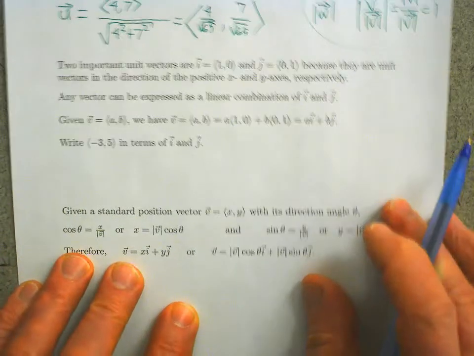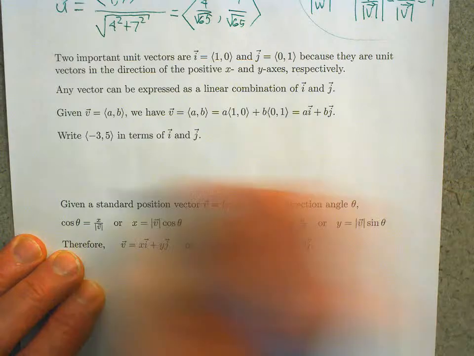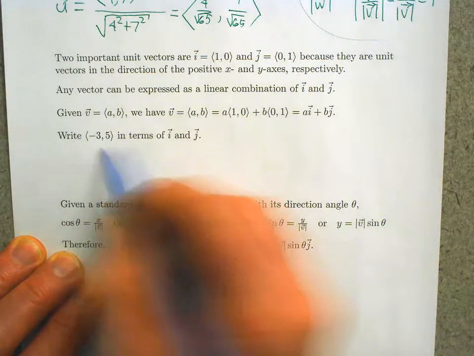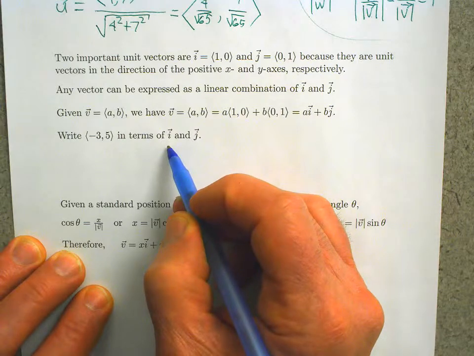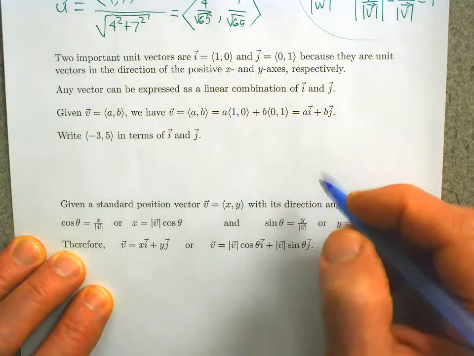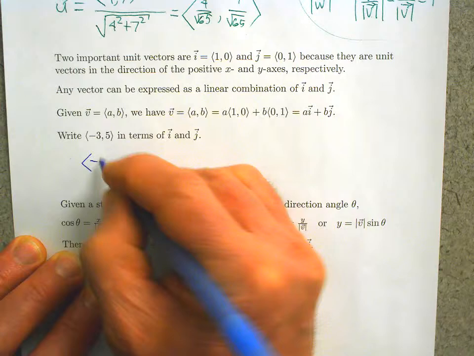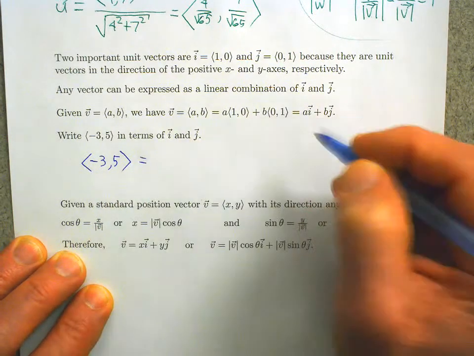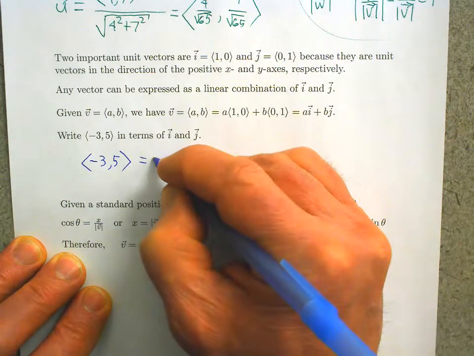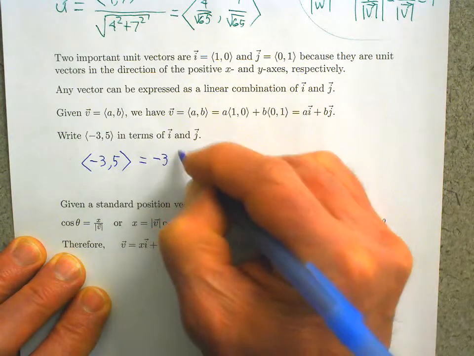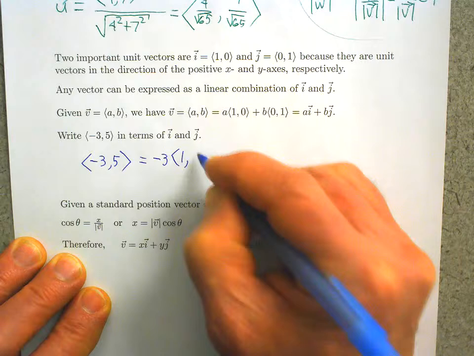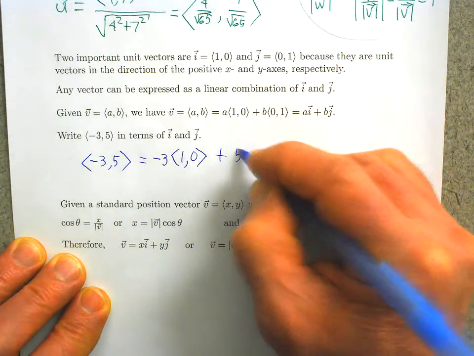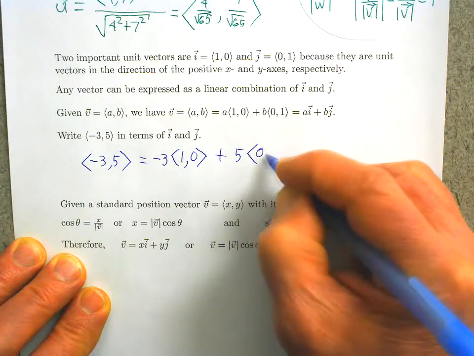Okay, so it's pretty easy. Write this vector that's in component form, -3, 5, in terms of unit vectors i and j. You can do it all at once, or you can do it in a couple of steps. You can write this as -3 times the component form vector 1, 0 plus 5 times the component vector 0, 1.